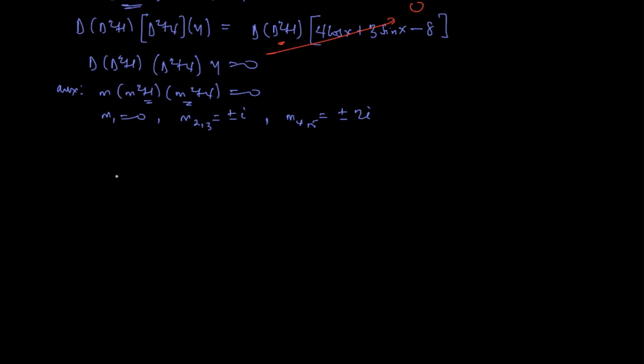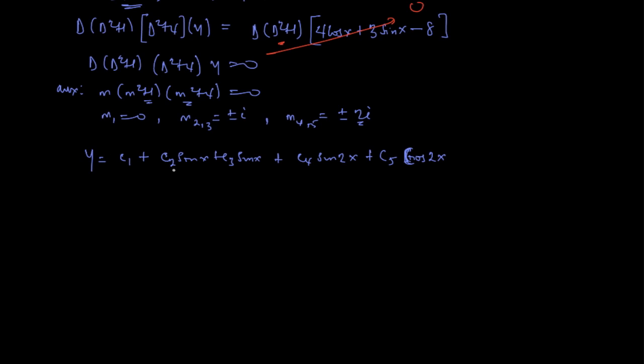Based on the result we have, we know that the solution is going to be of this form: y equals c1 plus c2 cosine of x plus c3 sine of x, and then plus c4 sine of 2x plus c5, so we can call this cosine of 2x.